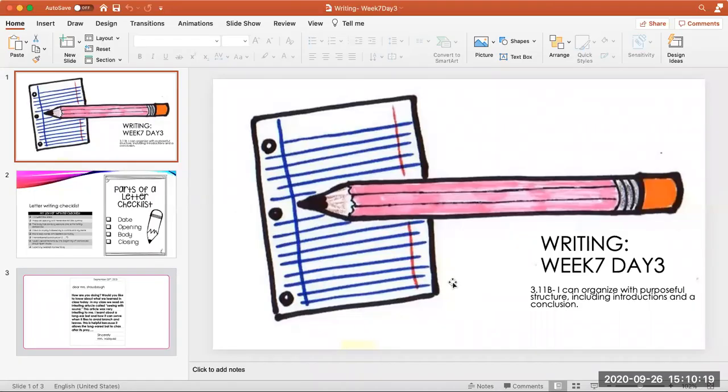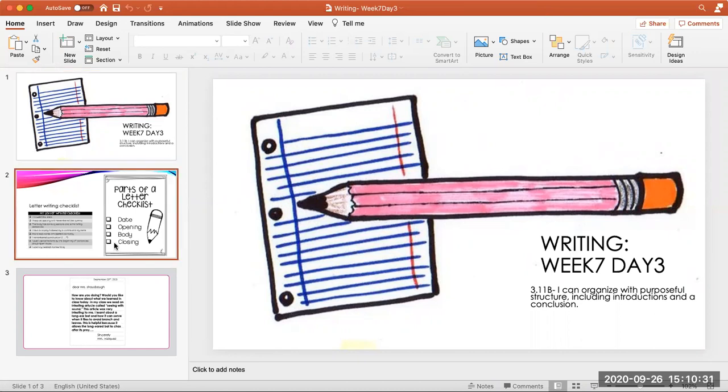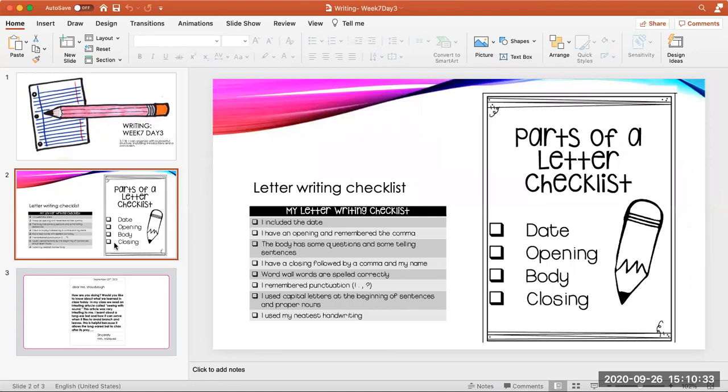So writing week 7, day 3. 3.11b, I can organize with purposeful structure, including introductions and a conclusion. All right, so let's look into what a letter needs to have. Well, we've already drafted, we've already gotten some ideas, we already know our audience, we already have some information that we're going to put into a writing piece.